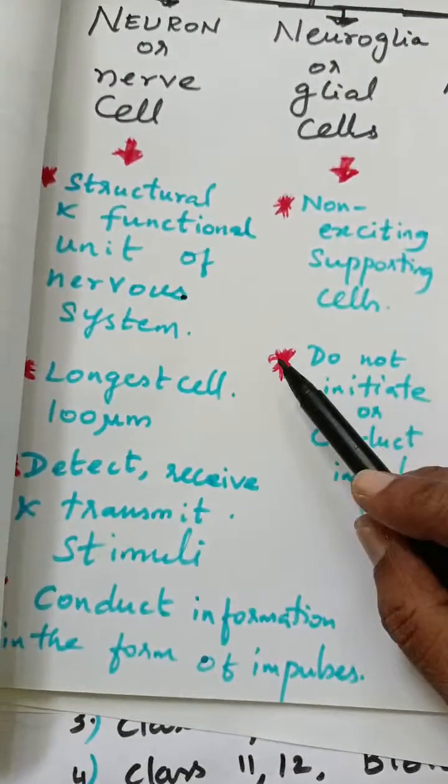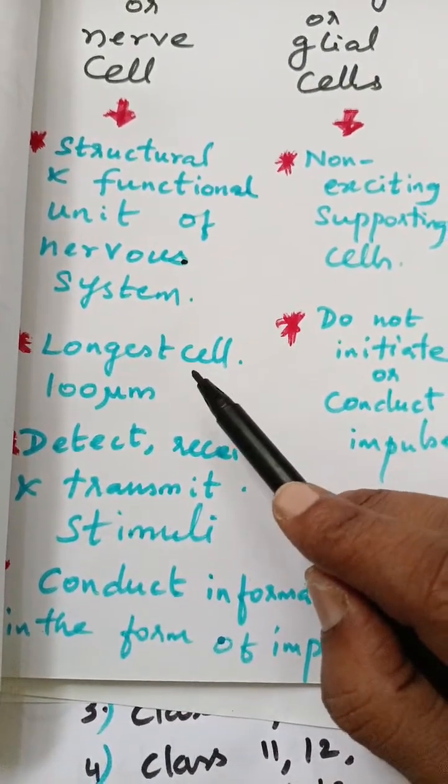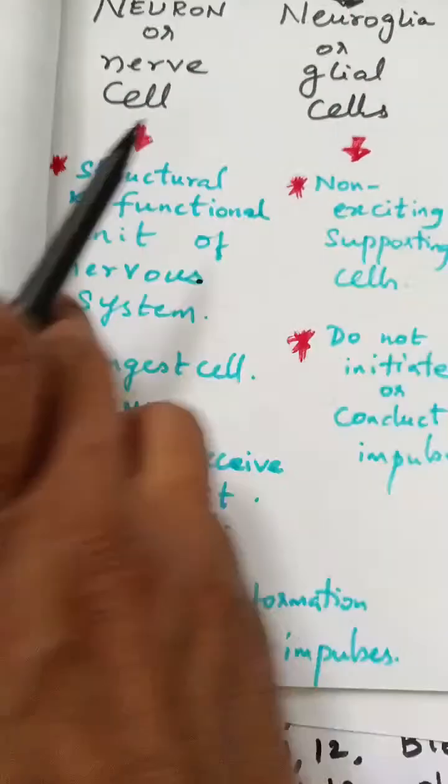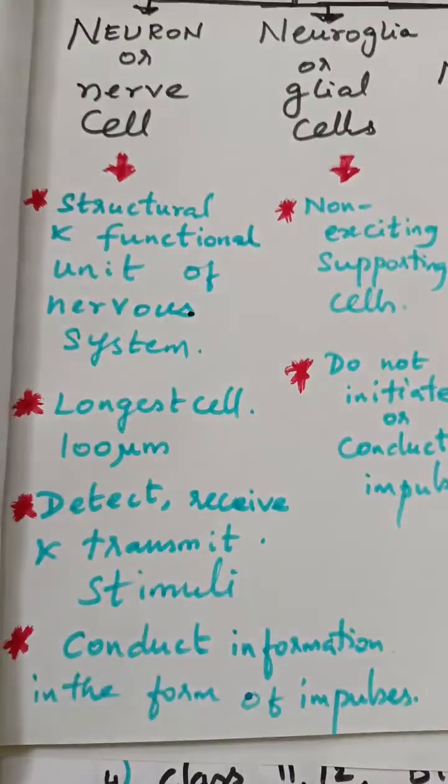Next, what is the size? Its size is the longest cell. So the nerve cells, or the neurons, are the longest cells.